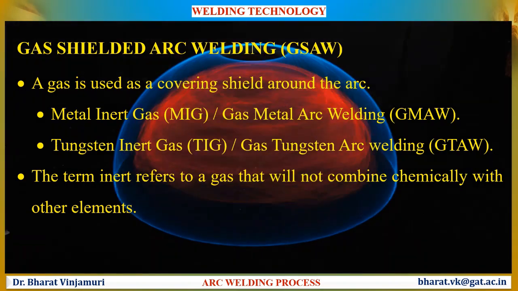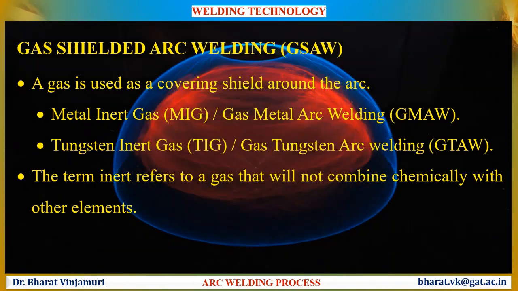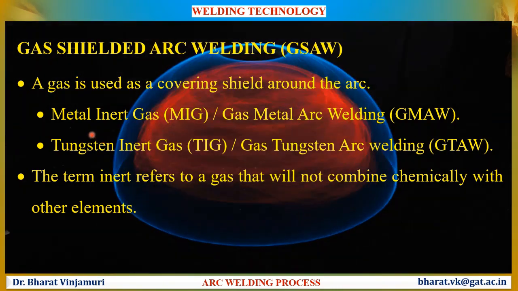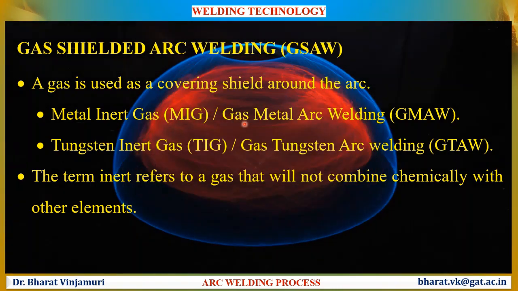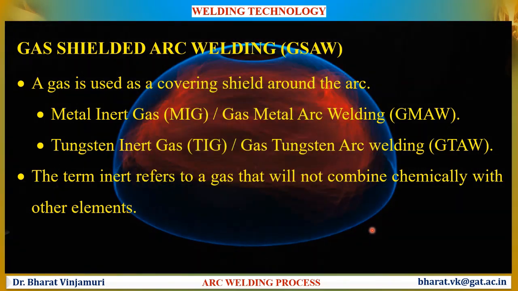The gases used are inert gases. These are gases which will not combine with any other elements. There are two types of gas shielded arc welding process. One is metal inert gas welding, popularly called MIG welding, and the second is called tungsten inert gas welding. Let us understand how these two processes work.